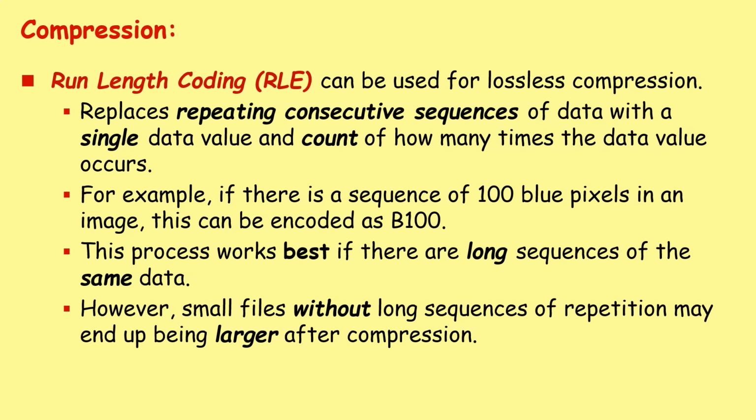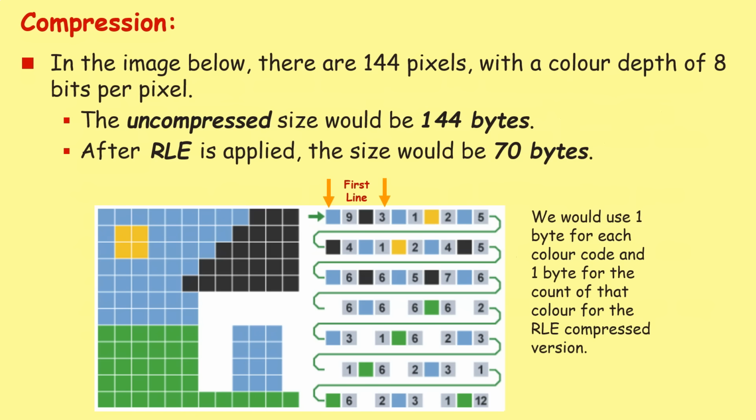However, small files without long sequences of repetition may end up being larger after compression. In the image below, there are 144 pixels with a color depth of 8 bits per pixel. So the uncompressed image size would be 144 bytes. After run length encoding is applied, the size would be 70 bytes. We can further take run length encoding and apply it at bit level.